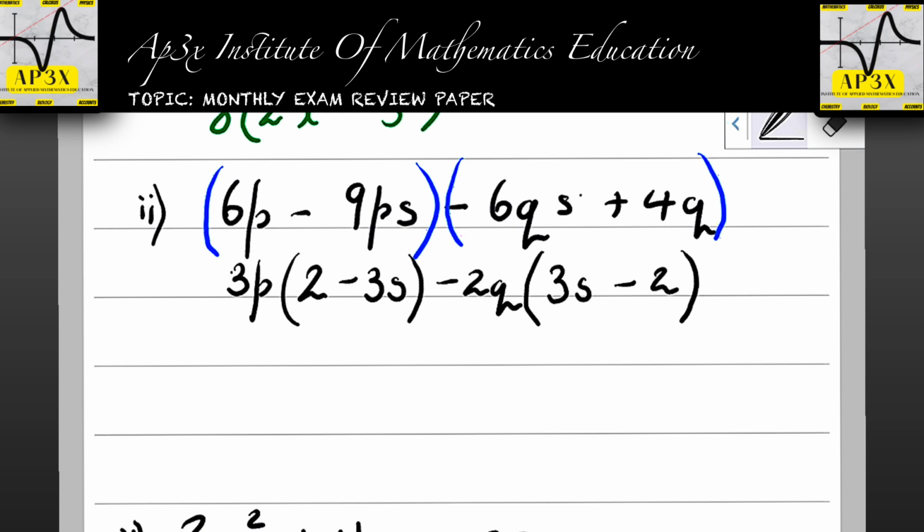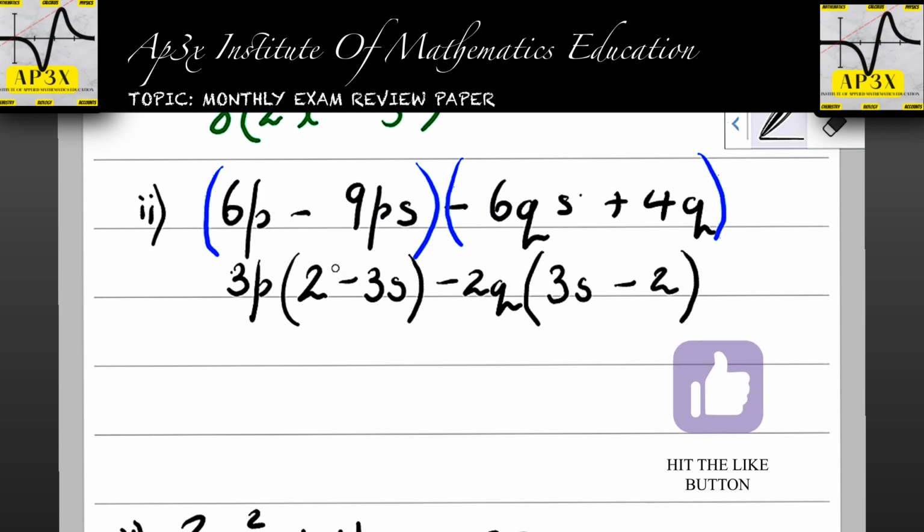Now we have a problem. Can you identify the problem that we're having? The problem is that these two brackets are not the same. And for factorization to continue, the two brackets must be the same. Now we've done everything right. So what would have been the catalyst in causing these two brackets to be different?